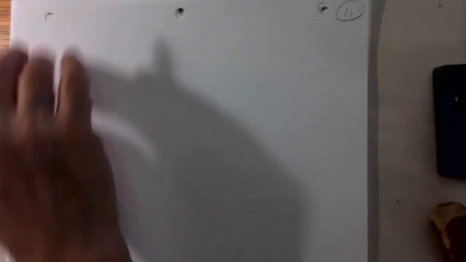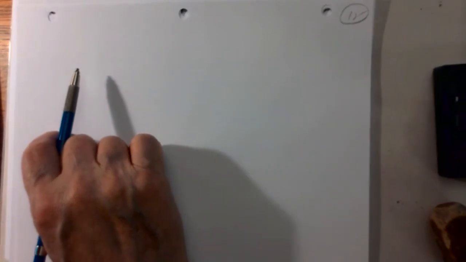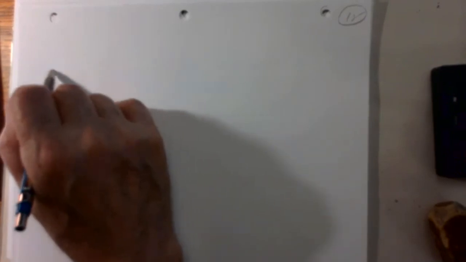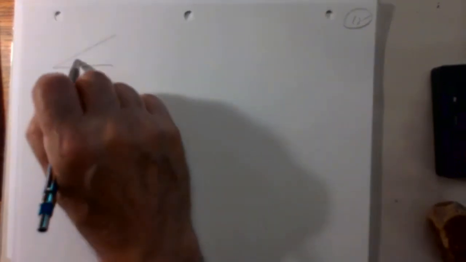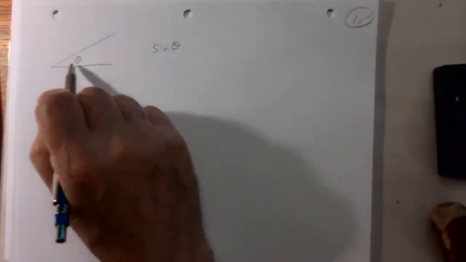And the last thing you have to review, and it's in whatever edition of the book you have, there's always some review of trigonometry, are the trig functions. So if you have an angle theta, what is the sine of theta?